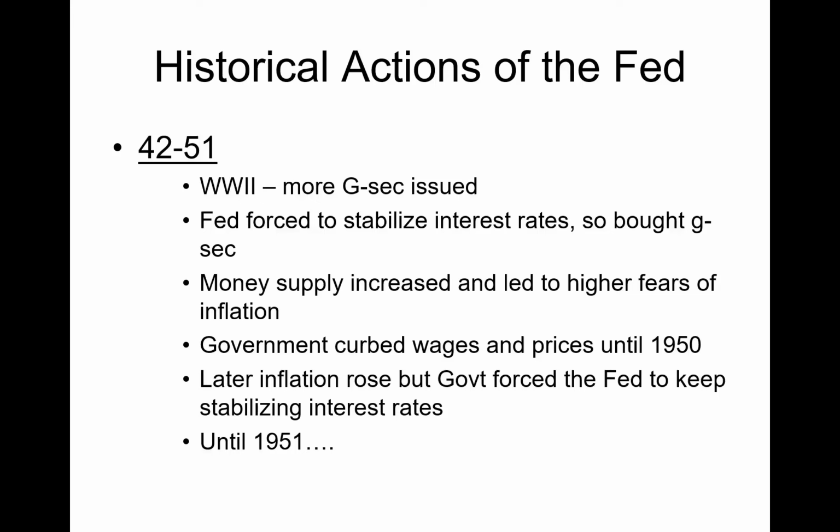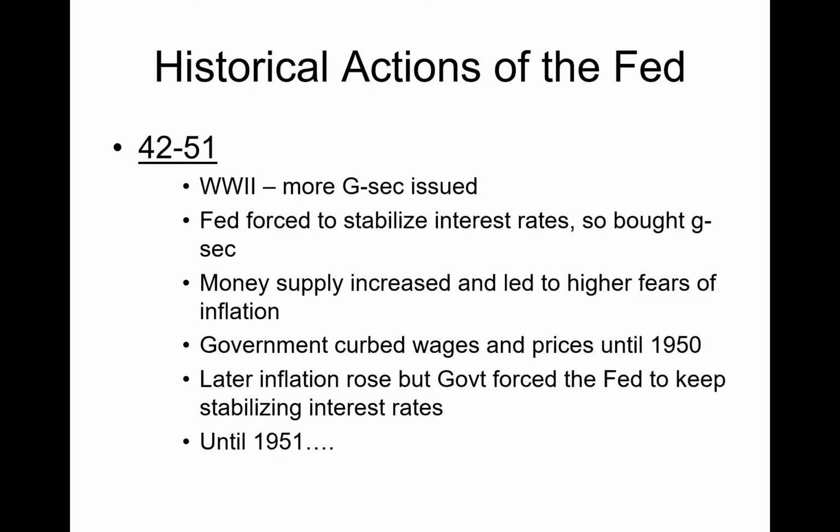NFR is net free reserves. Between the period 42 to 51, the United States was at war. And so the Fed wanted to stabilize the interest rates. In order to stabilize the interest rates, the Fed bought government securities, dried up the liquidity, which led to higher interest rates. And the government on its front also curbed wages and prices, so it had a price cap till 1950.